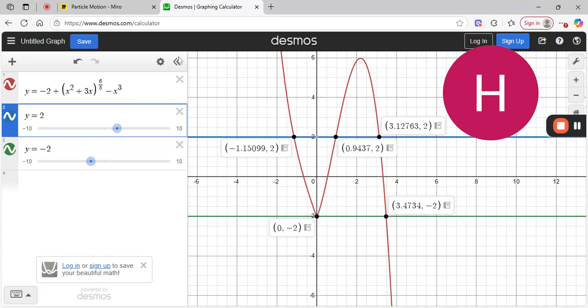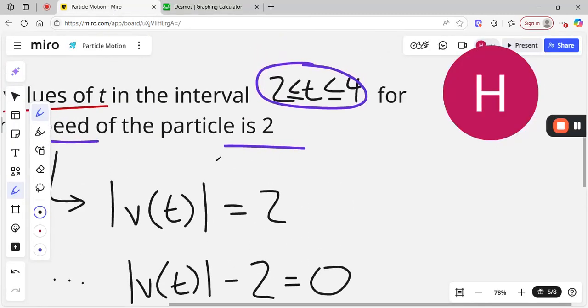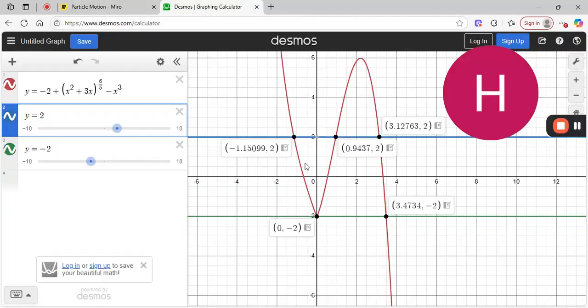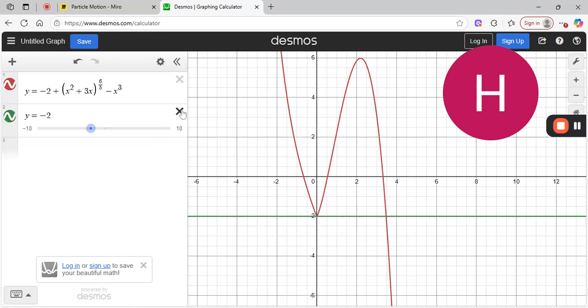But we have a restricted interval. We're looking from 2 to 4 only. So now I have to just look between 2 and 4, and it's a little bit messy, right? Because this thing's bouncing around the whole time. So instead of doing that, here's what we're going to graph.